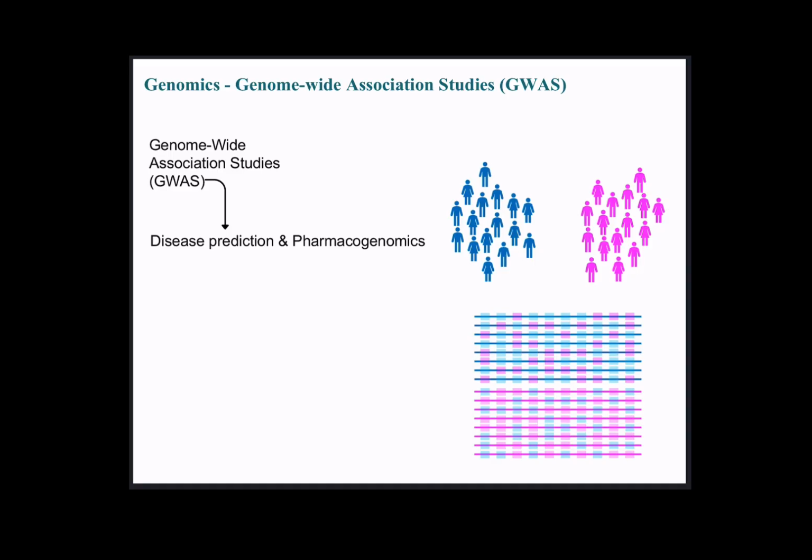And then you can do one of these GWASs, and what you do is you look for those SNPs or those loci across the genome that associate most with the condition. What I mean by that is if you have one flavor, you're more likely to have the condition. If you have the other flavor, you're more likely not to. Did that make sense? GWAS.